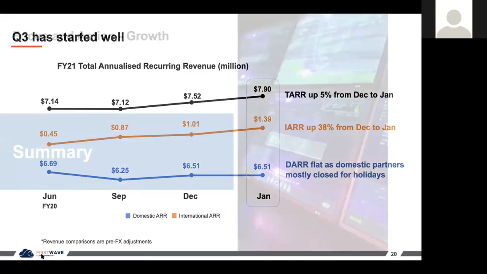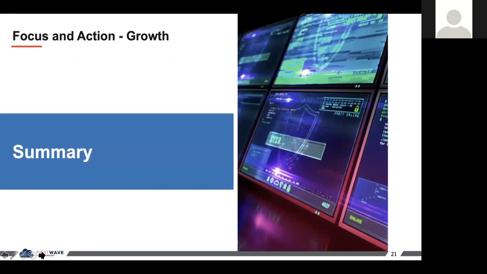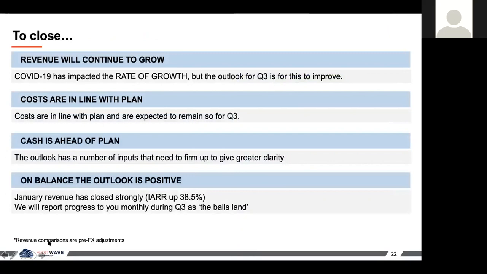Okay, we've covered a lot of ground this morning, and there's a lot of information in this presentation. So let me summarize the key takeouts. Please move to slide 22.